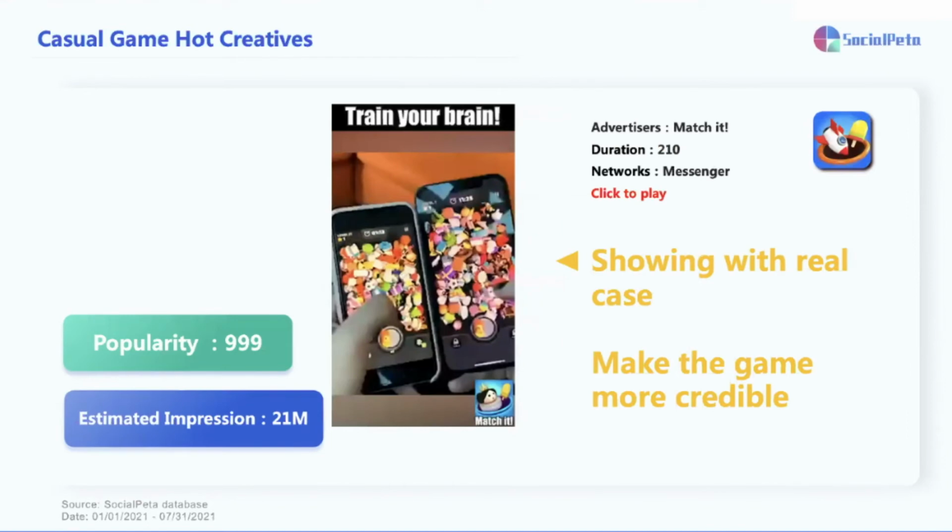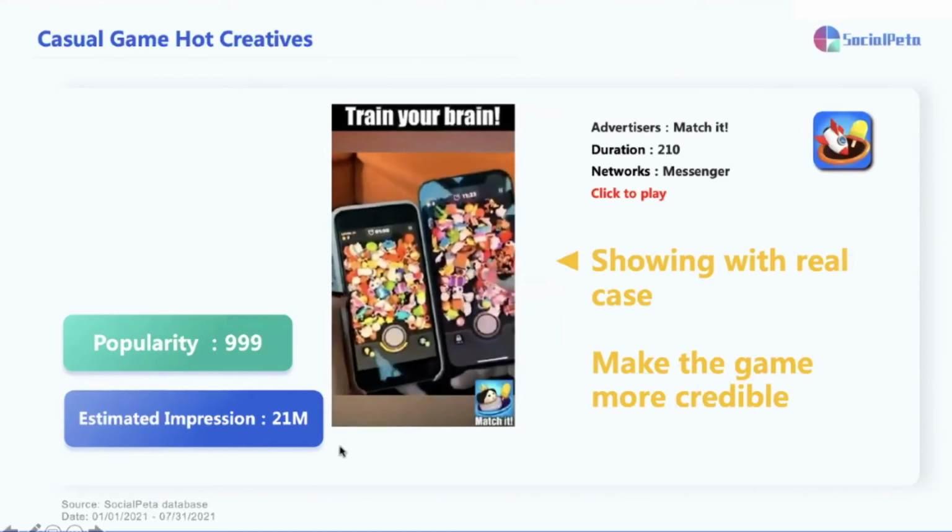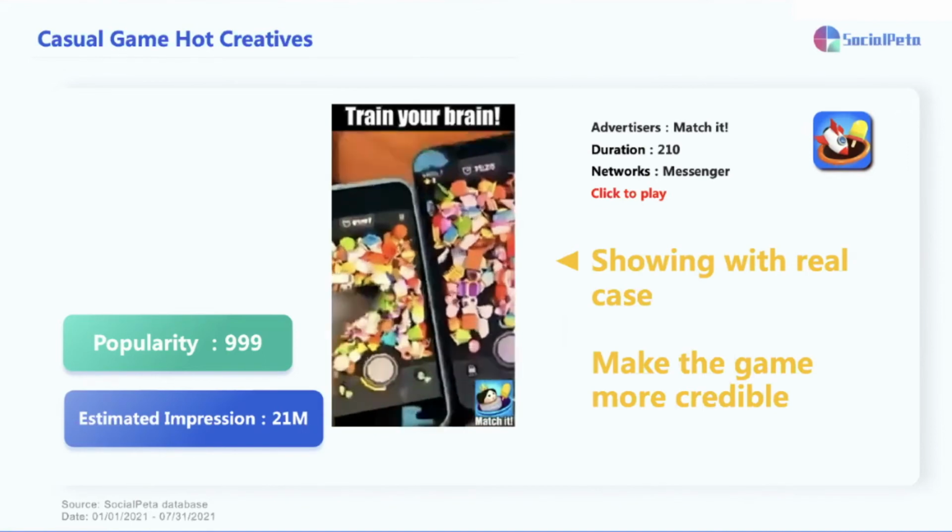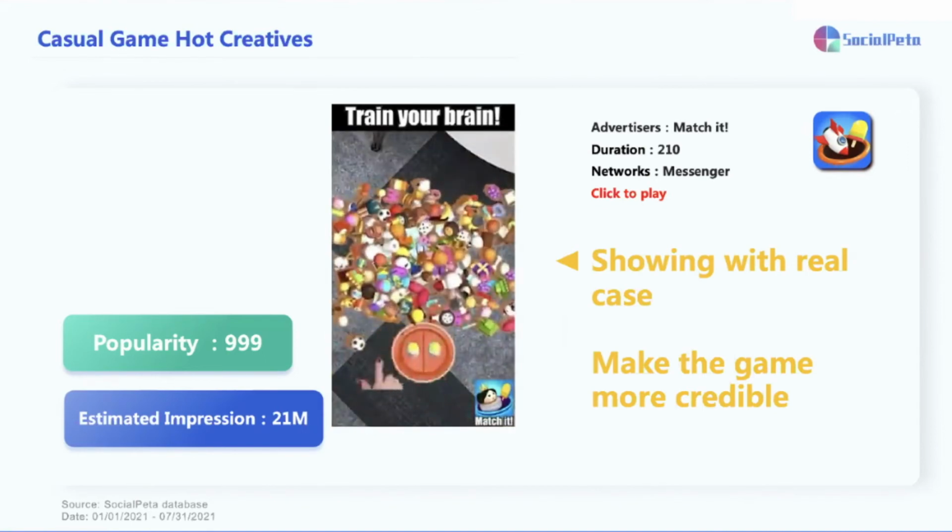And let's take this one. It's called Match It. Well, it's also a very popular perspective, showing how people play the game makes the game very credible. That's the part for casual games.